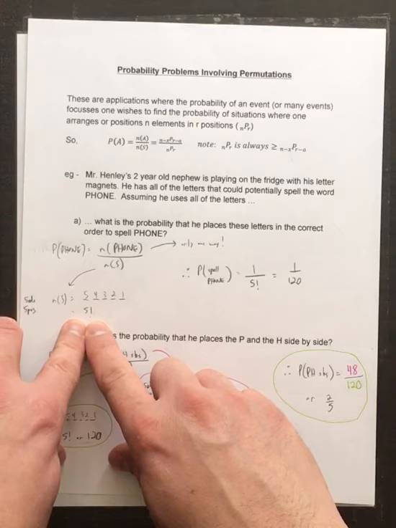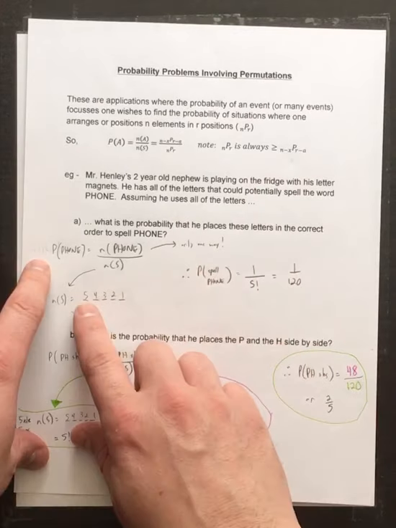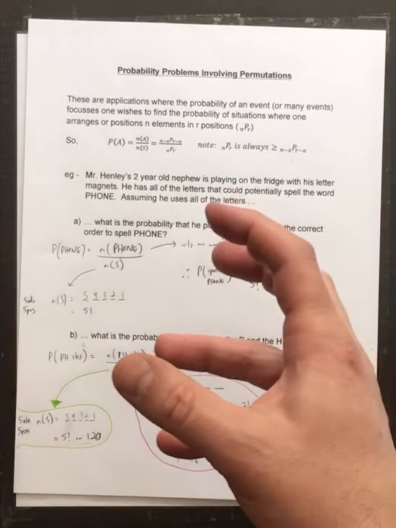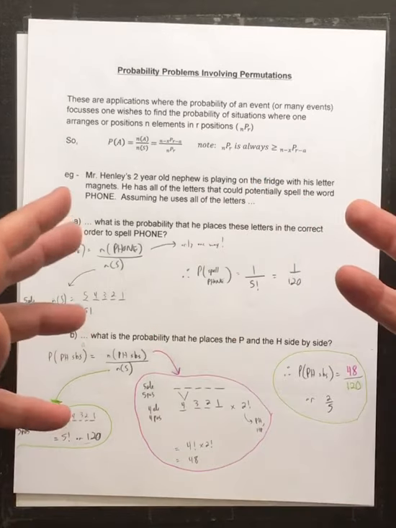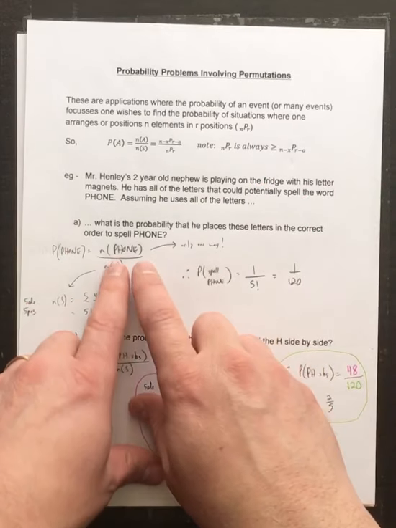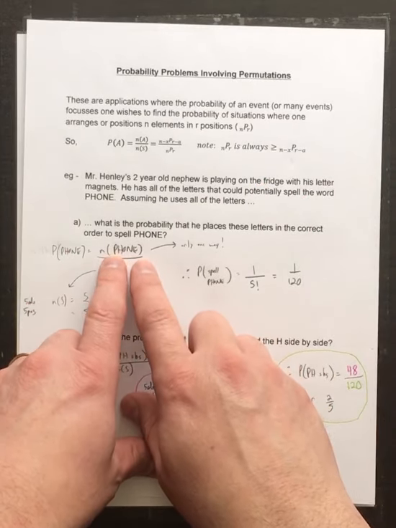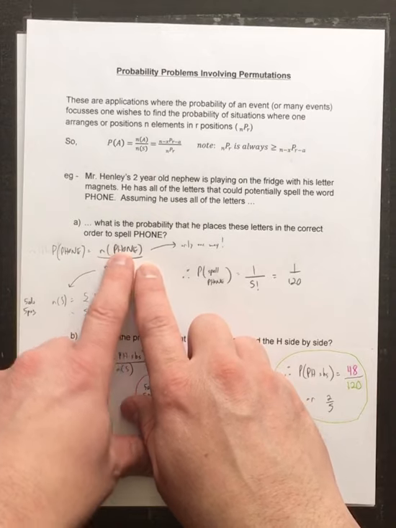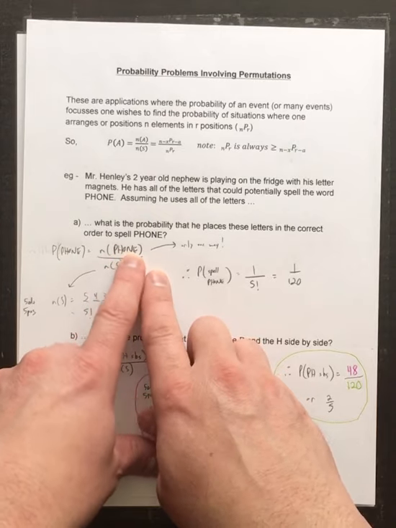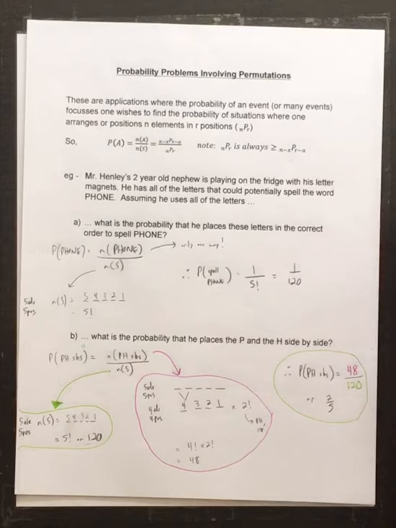Okay, and so that's going to be the denominator. That's got us warmed up. We know we're dealing with positions and so on. Now we have to look at, well, what are the specifics? In this case, we can only have 1 letter in the first spot, 1 letter in the second spot, 1 letter in the third spot, 1 letter in the fourth spot, 1 letter in the last spot for you to actually spell the word phone.